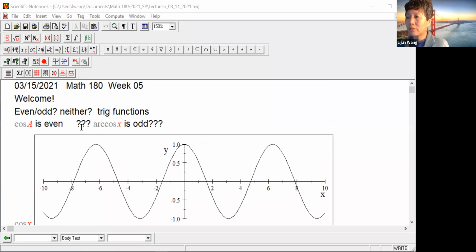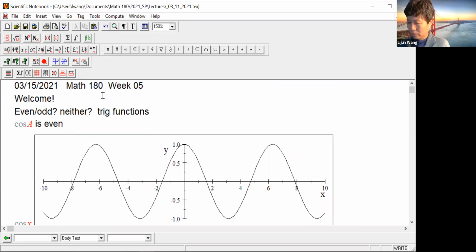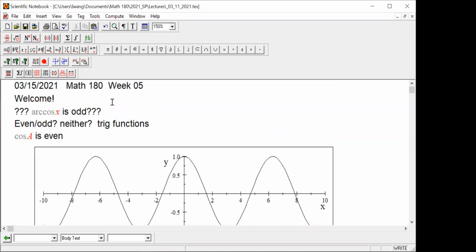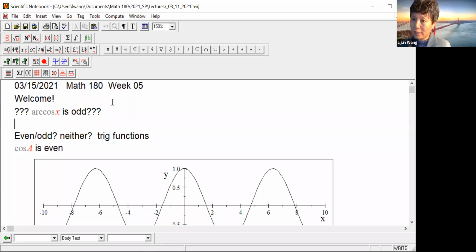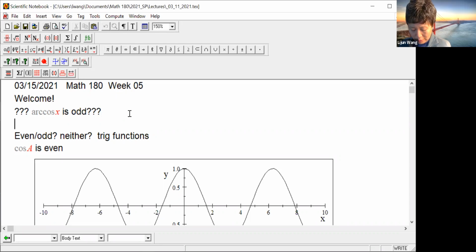So now let's look at, is arc cosine odd? Is arc cosine odd? It's odd. No, arc cosine is not even or odd. It's neither. Very good. Can you show us something? Can we see that from the picture? Arc cosine is entirely above the x-axis. It doesn't have the negative part.